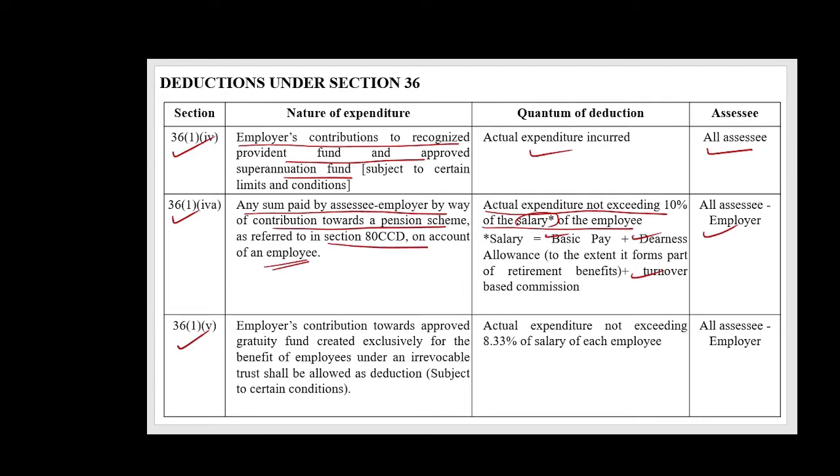Deduction under section 36, subsection 1, clause (v) is in relation to employer's contribution towards approved gratuity fund which is created exclusively for the benefit of employees under an irrevocable trust. Now what is the amount of deduction? Actual expenditure not exceeding 8.33% of salary of each employee, and again this deduction is available to all assessee employers.